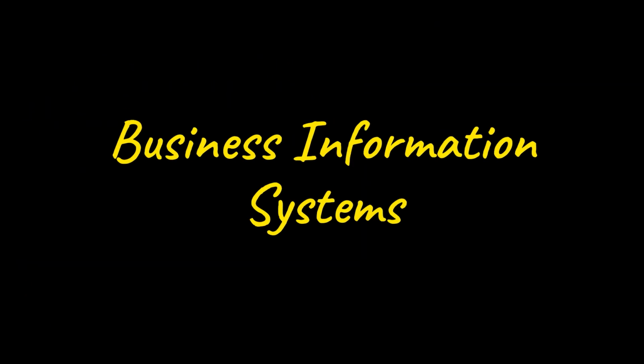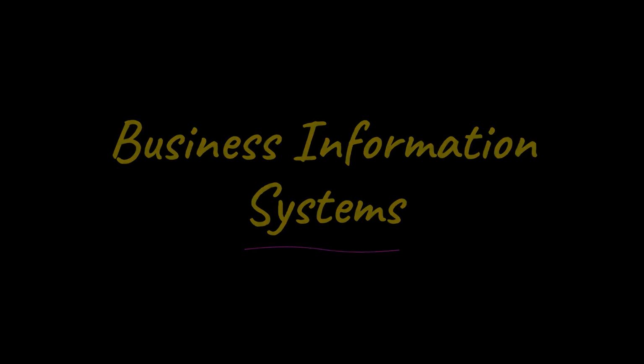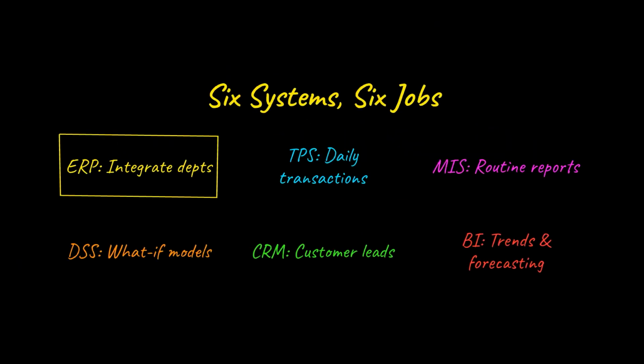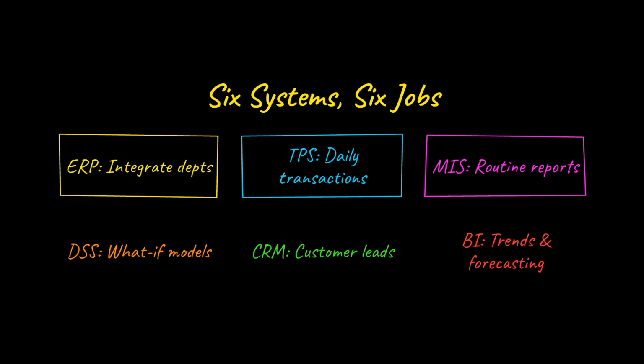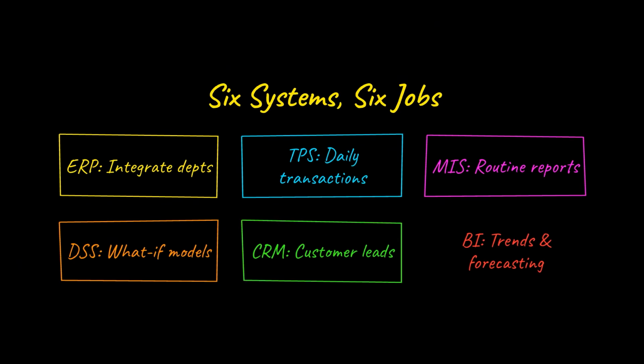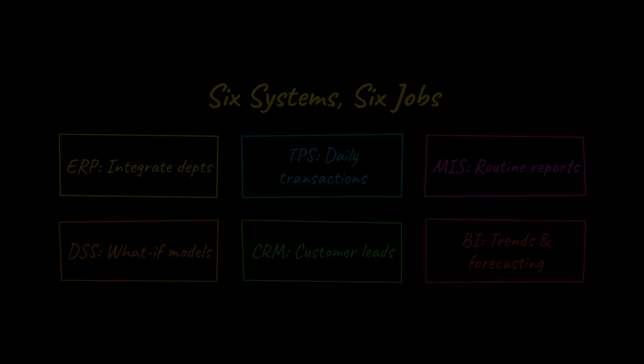Every business information system has a distinct job, and the fastest way to tell them apart is to match each system to its defining purpose. Let's look at the full family and the clue word that fingerprints each one. There are 6 core systems to know. An ERP integrates departments onto one platform. A TPS records daily transactions. An MIS produces routine reports. A DSS models alternatives. A CRM tracks customer interactions and leads. And a BI system analyzes data for trends and forecasting.